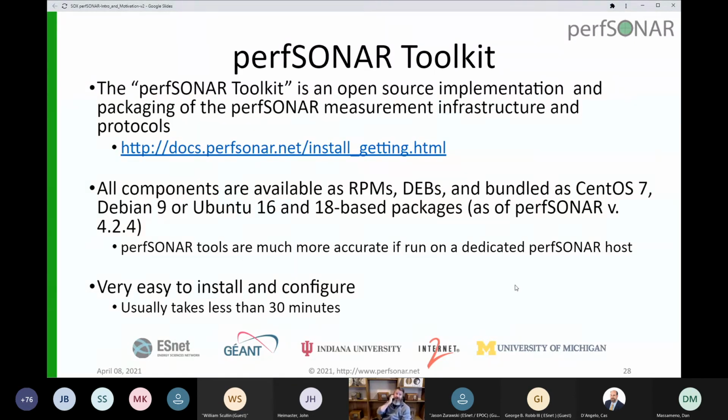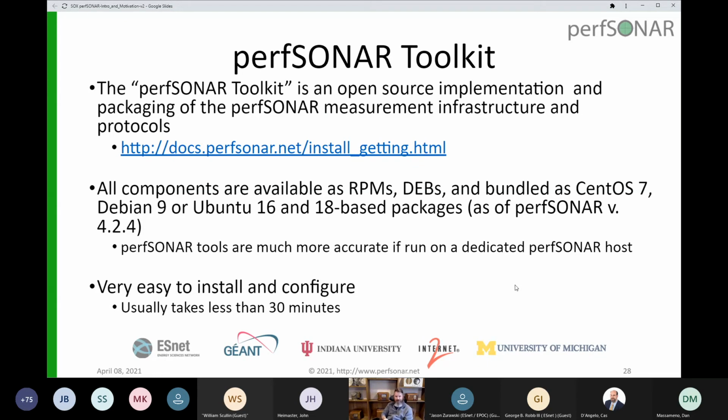So the perfSONAR toolkit, as I said earlier, is an open source conglomeration of various open source tools packaged together, maintained. The default perfSONAR installation is based on CentOS 7. There are packages for Debian 9 or Ubuntu 16, but the CentOS package that comes basically is a downloadable OS on a stick. You can download the image, install it, all the tools are there, everything has already been optimized to run with perfSONAR.